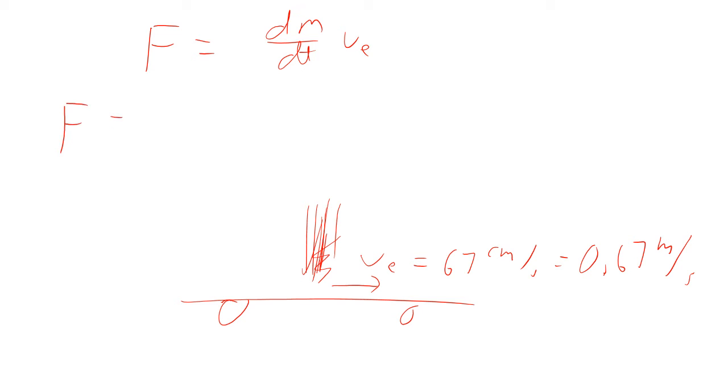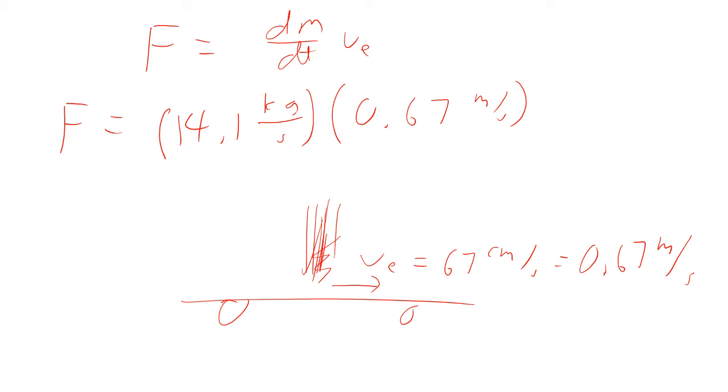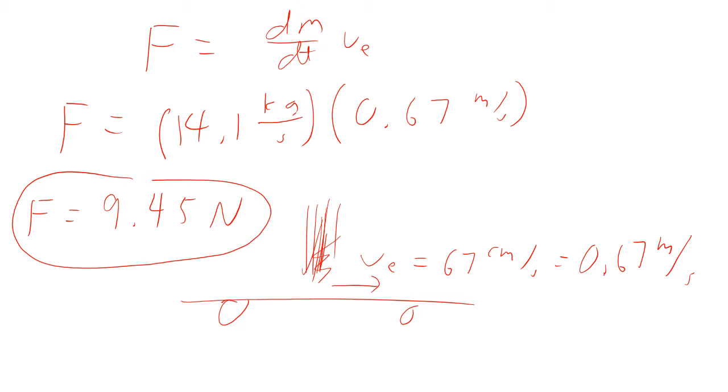So the force that you apply is going to be 14.1 kilograms per second times 0.67 meters per second. And so the force that you apply is going to be equal to 9.45 newtons. So that's how much force you have to apply. Now, this does not look at all like a rocket. Well, it's not a rocket, but we still use the rocket equation to solve this problem. In fact, the rocket equation is used for a great many things.